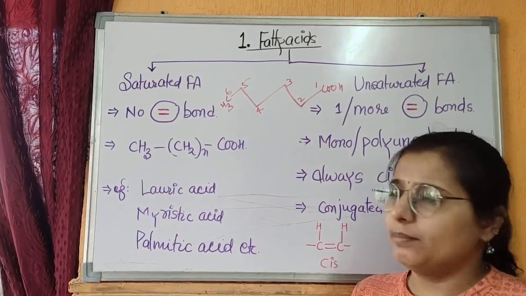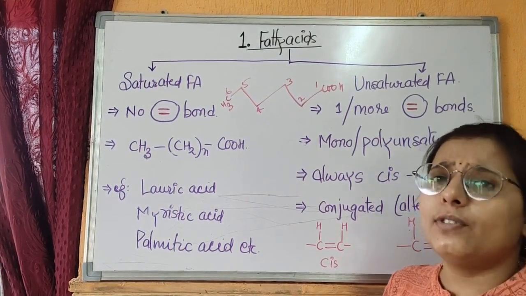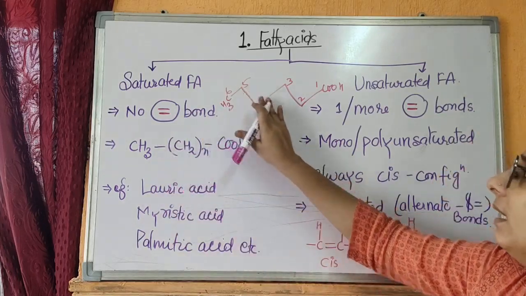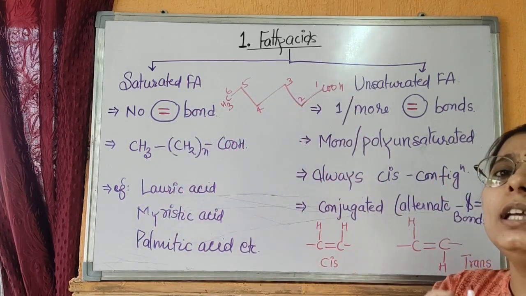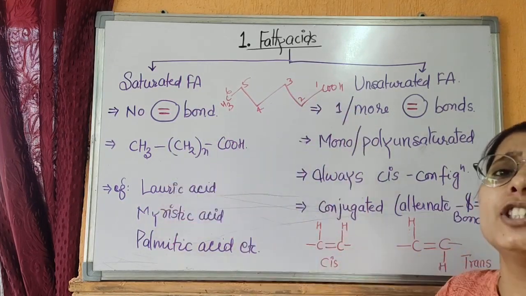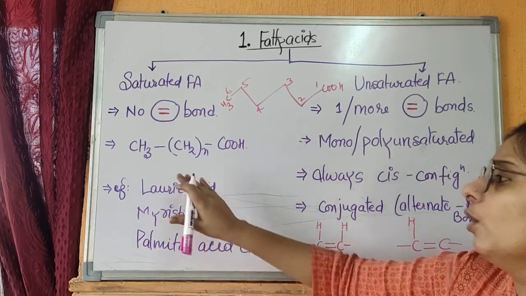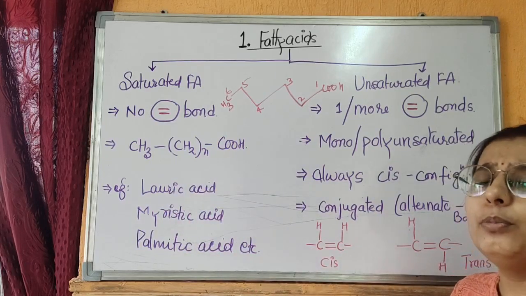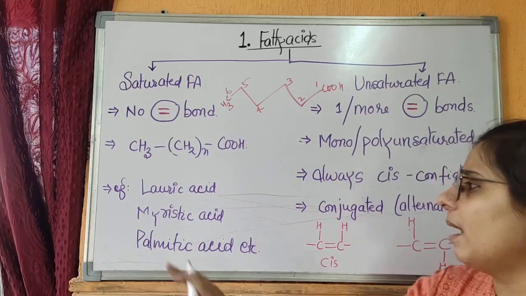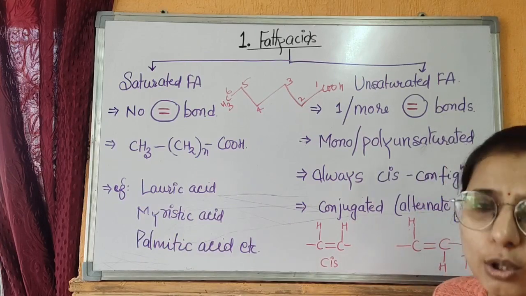Fatty acids are of two types: saturated fatty acids and unsaturated fatty acids. Saturated fatty acids are those fatty acids which don't have any double bond in their hydrocarbon chain. They have only a long hydrocarbon chain and a single carboxyl group. These have a general formula of CH3(CH2)nCOOH, where n is the number of methylene groups we want to add in the long hydrocarbon chain. Examples include lauric acid, myristic acid and palmitic acid, and some other fatty acids are also included here.